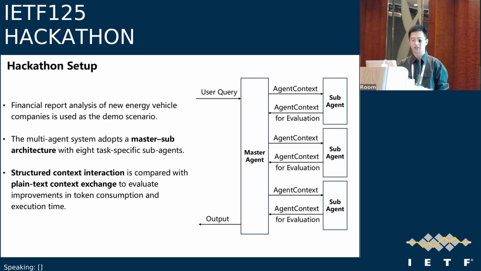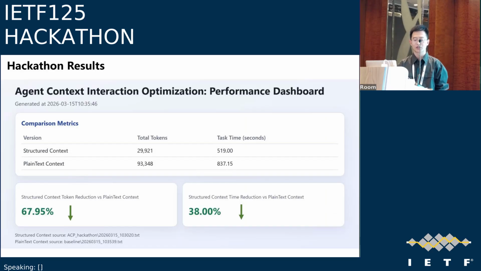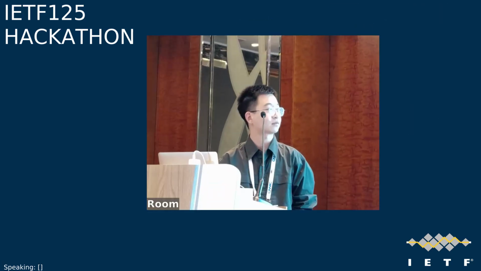To test this, we picked a realistic scenario, analyzing financial reports of 7 new energy vehicle companies. We built a small multi-agent system with a master agent and 8 specialized sub-agents. Then we ran 2 scenarios, one using our structured context exchange and another using plain text. We measured the token usage and the execution time, and the numbers were pretty convincing. With our approach, token consumption dropped by about 17% in some cases, and execution time was optimized by 30%.